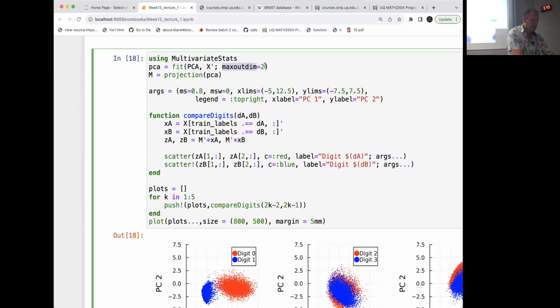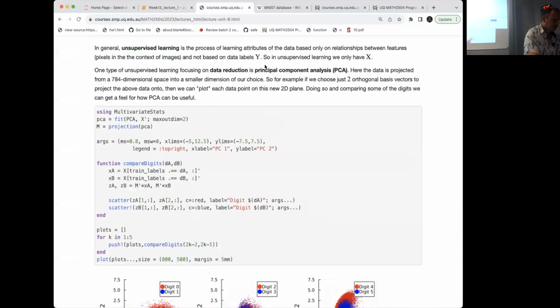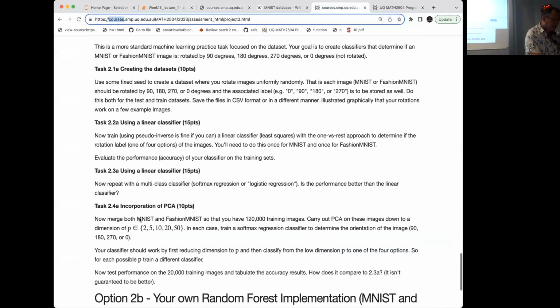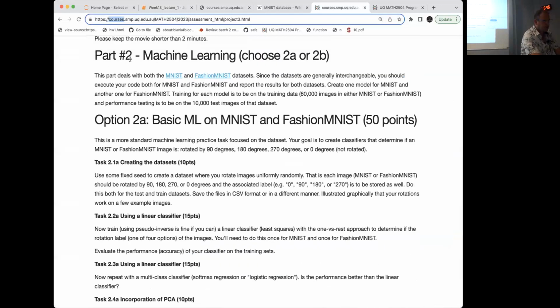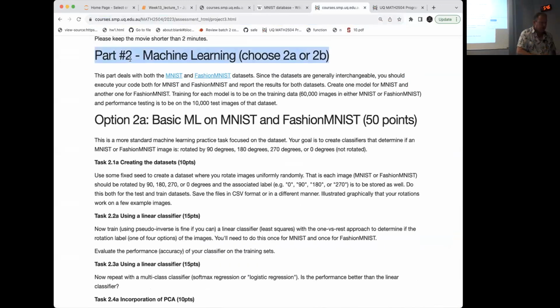Okay, and actually, if you get to this task, which is perhaps a slightly harder task, we're now in your project, part 2, the machine learning part, and you go to option 2A, which is like a difficult menu.